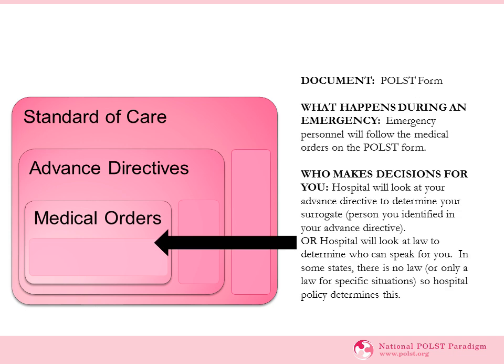And then last, we have medical orders. These are do not resuscitate orders and POLST forms. During an emergency, because they are medical orders, emergency personnel can follow the orders on a POLST form. Again, once you go to the hospital, if you go to the hospital, they will look at your advanced directive to determine who your surrogate is, but they will be following the orders on your POLST form.